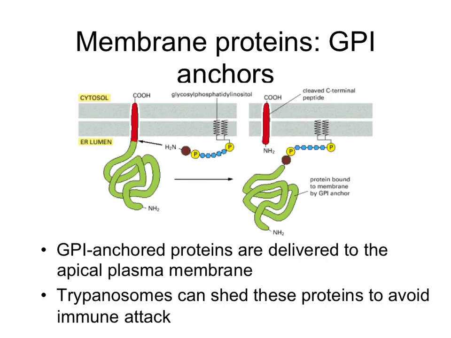Membrane proteins can have GPI anchors, or glycosylphosphatidylinositol anchors, which are lipid-attached sequences that can form a covalent bond to proteins to make them membrane attached. Trypanosomes can actually shed these proteins to avoid immune attack.